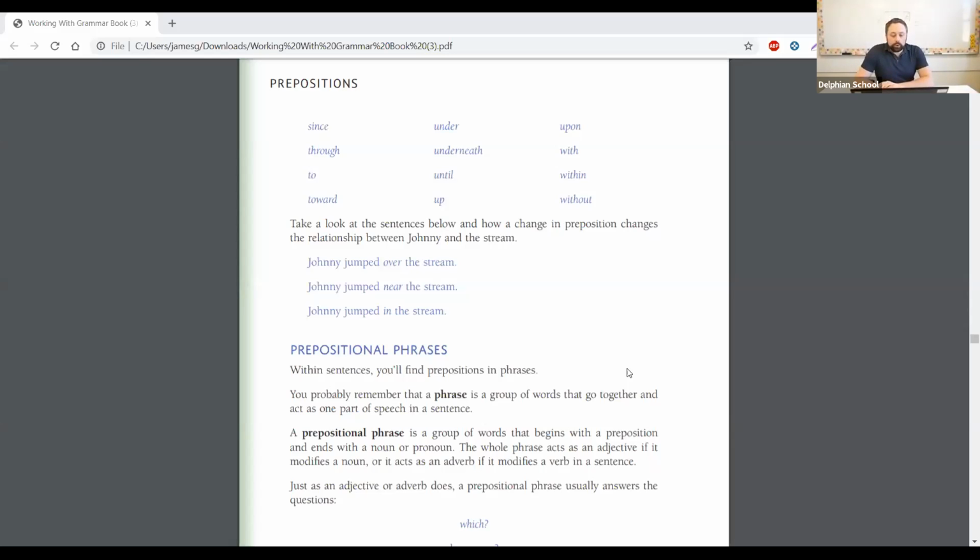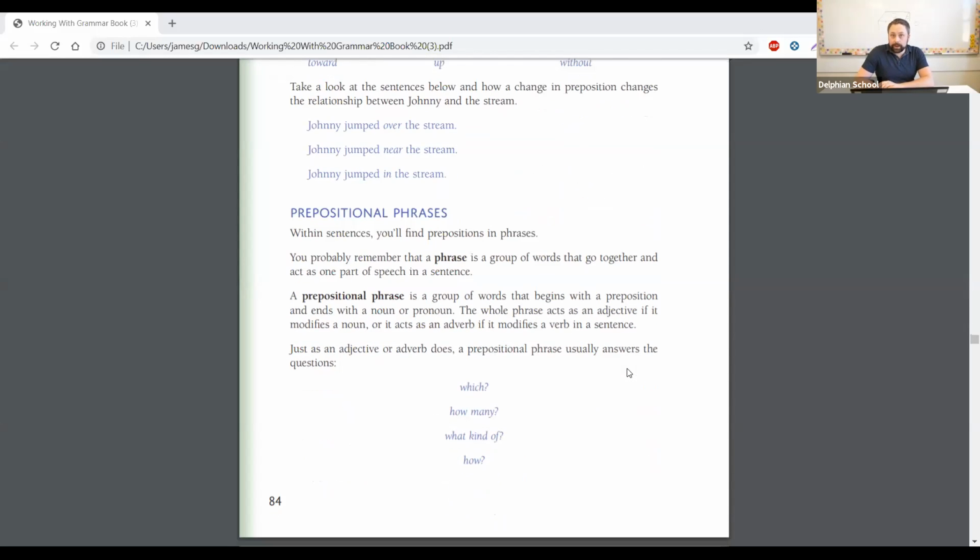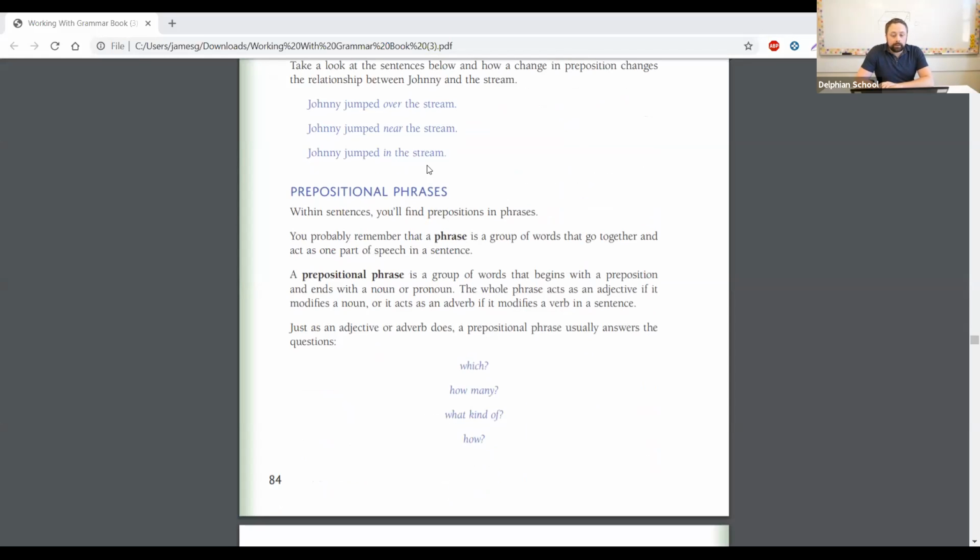All right, we're going to learn a few more terms here today, and this might be a little bit more complicated, so feel free to ask questions if you're not sure what we're talking about. But we need to learn what this word right here, phrase, means. If you've studied grammar or writing, you may have heard the word phrase before. And we're going to talk about what it means in grammar. So within sentences, you'll find prepositions in phrases. You probably remember, or maybe you don't, but that's okay because we're going to teach it right now. You probably remember that a phrase is a group of words that go together and act as one part of speech in a sentence.